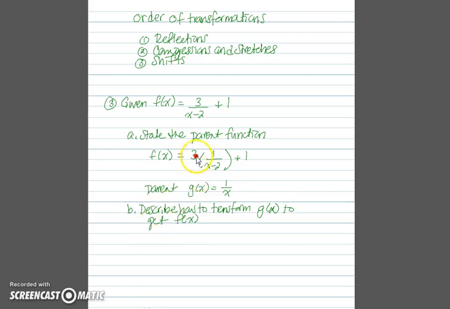Alright, so the first thing, if I refer here, I don't have any reflections, there's no negative, but this 3 is being multiplied on the outside, so that gives me a vertical stretch, and that's by a factor of 3. Inside here I have a minus 2, that's inside the function, so that's shifting to the right 2 units, and then this plus 1 is a shift upward by 1 unit.